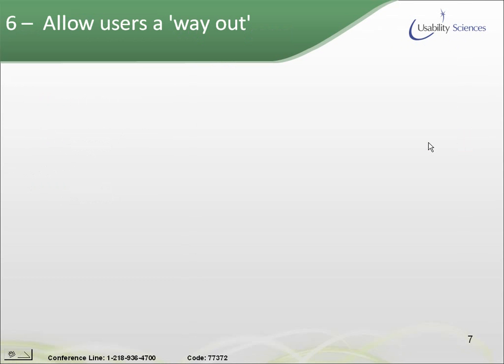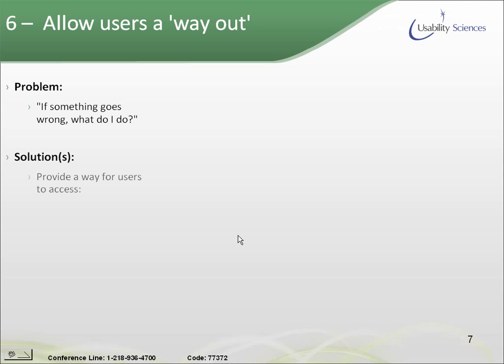Number 6, allow users a way out. Oftentimes we'll ask people, if something went wrong with your order, what do you do? What happens next? Even if you're here at the confirmation page, what do you do next? Often they'll say, I'll contact customer service. Our next question would be, how would you contact customer service? Well, then they would want to find that information on the confirmation page, or they would have to go back on the website to look for the contact us information.